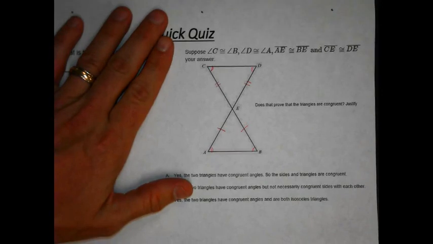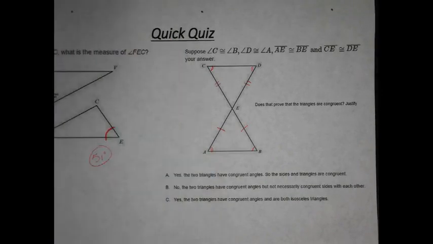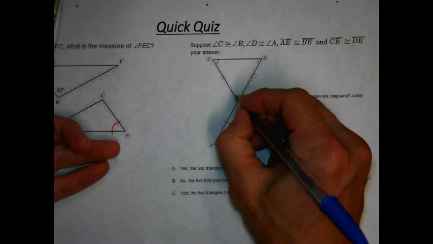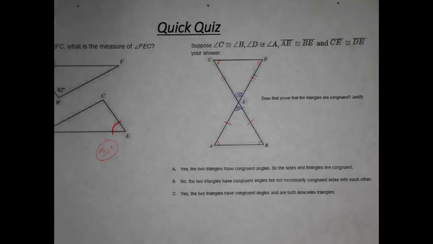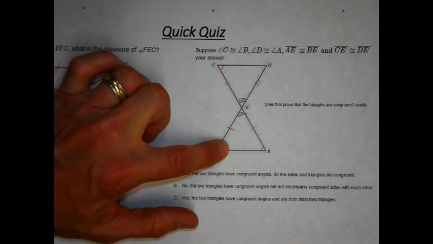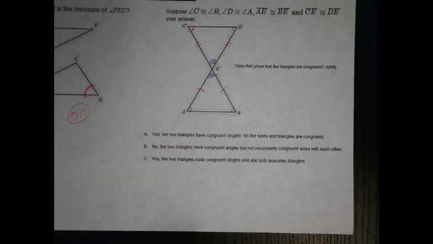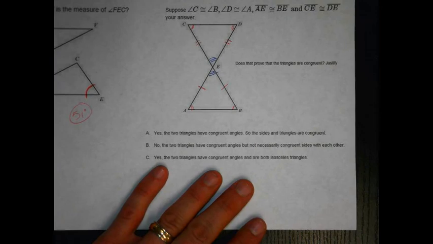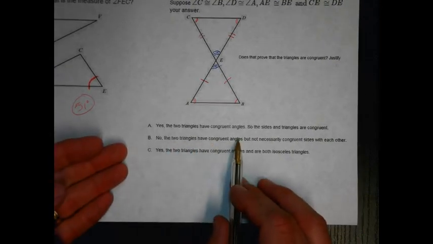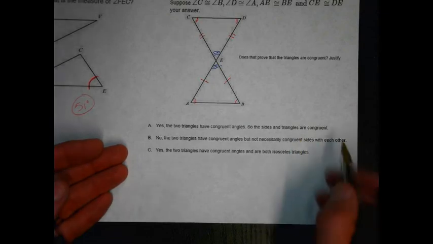Does this prove that the two triangles are congruent? Now, you know what we're looking at? Even though these are vertical angles, okay, even though this is true, do we have 6 congruent parts? Are all 6 of these parts congruent to all 6 of these parts? Hopefully by now you see the answer is no. There's no way they're congruent. All right, so no, the two triangles have congruent angles, true, but not necessarily congruent sides with each other.